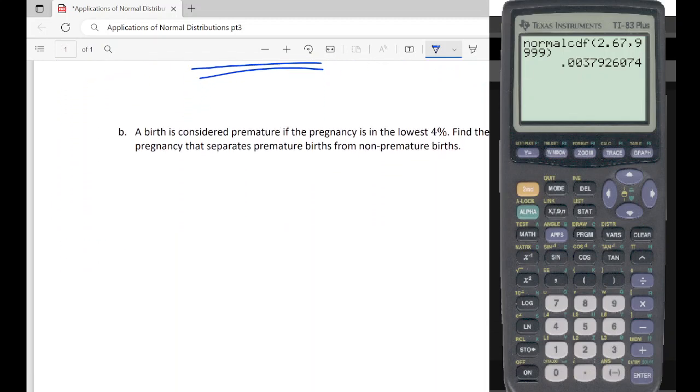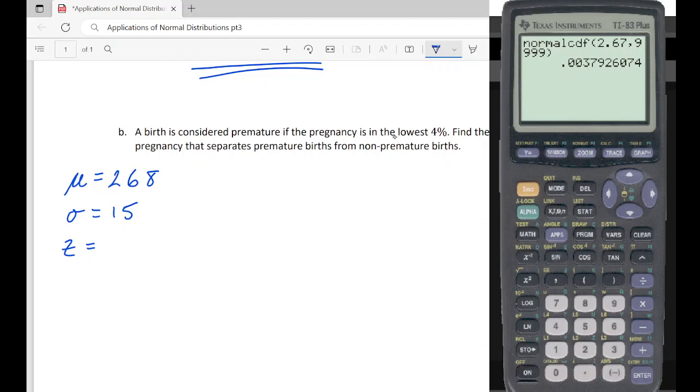A birth is considered premature if the pregnancy is in the lowest 4%. Find the length of the pregnancy that separates premature births from non-premature births. So again, we know what our mu is, and it does not change unless specified. Still 268, and sigma will be the same unless specified otherwise. In this case, it's 15. And we need to find z, because we're going to solve for x.